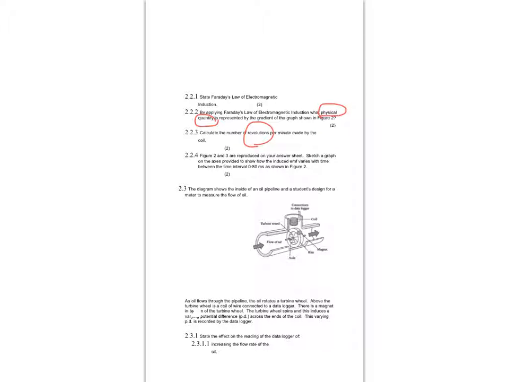Okay, again, for Faraday's law of electromagnetic induction, if you left out the words rate of change, you only got 1 out of 2. The physical quantity is not the rate of change. Okay, the physical quantity is the EMF, so that's why you got 0 out of 2.